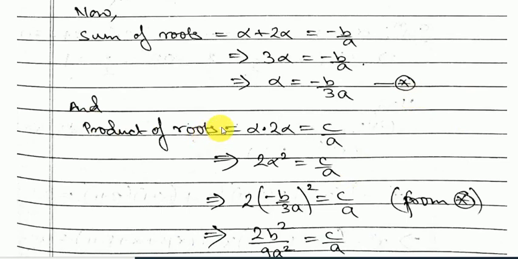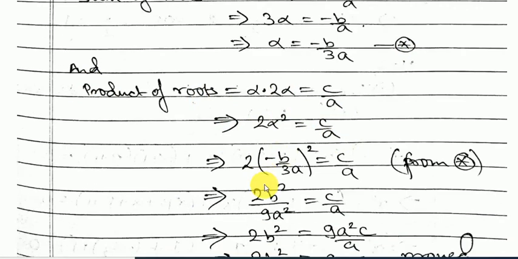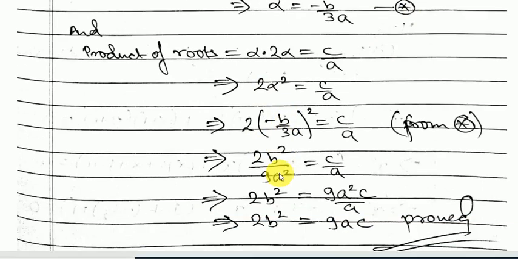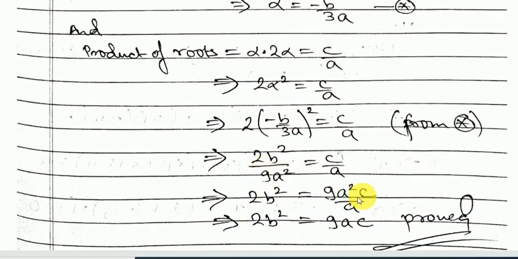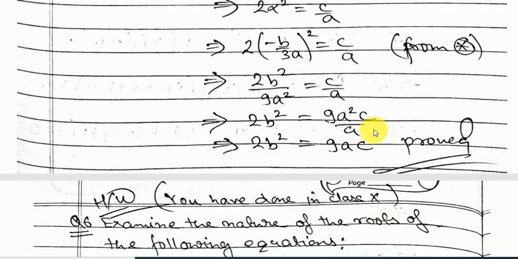And the product of the roots, alpha into 2 alpha, is equal to c by a. So it will be 2 alpha square equal to c upon a. From equation star, put the value of alpha, and then simplify it. You will get that 2b square is equal to 9ac. So this is proved.